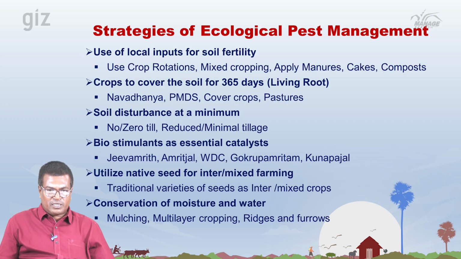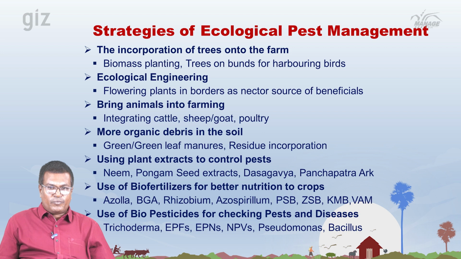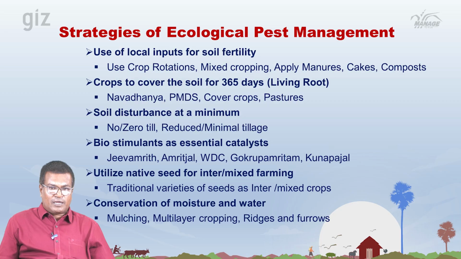So for this, mulching, multi-layer cropping, and the ridges and furrow method of irrigation should be practiced. And then incorporation of trees onto the farm. All along the borders, if you incorporate tall growing trees with a lot of vegetation, you can have a lot of biomass that can be utilized as green leaf manure, and trees on bunds for harboring birds, which can act as natural predators. And then ecological engineering, that is flowering plants in borders as a nectar source for beneficial insects and to attract the beneficials.